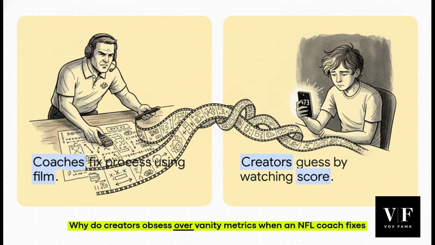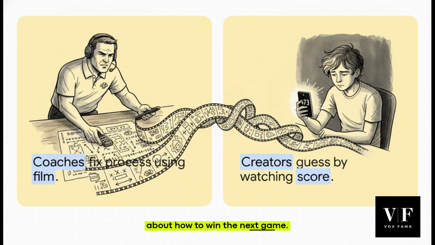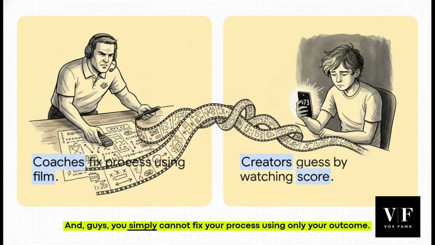Why do creators obsess over vanity metrics when an NFL coach fixes a losing team by analyzing the actual game film? Think about it. When a team loses on Sunday, the coaching staff doesn't spend their entire Monday staring at the final score, right? They already know the score, and the score tells them absolutely zero about how to win the next game. Instead, they watch the game film, they look at the process, they zero in on exactly which blocking assignment broke down, or which route was run at the wrong depth. But us Instagram creators, we just stare at the scoreboard, the view count. And guys, you simply cannot fix your process using only your outcome.